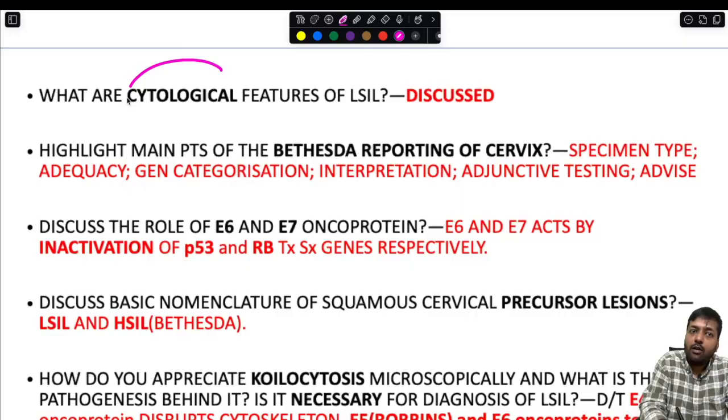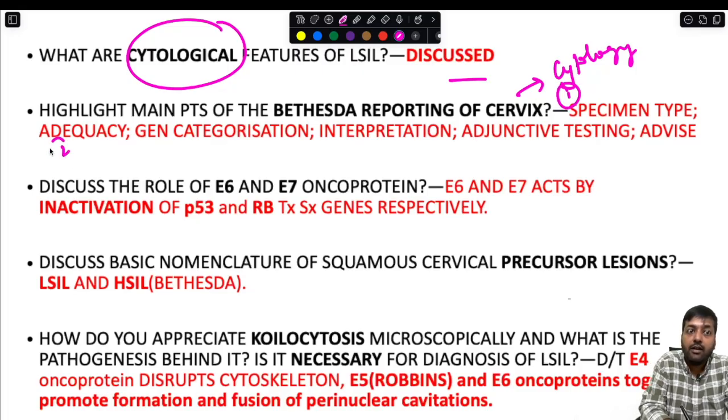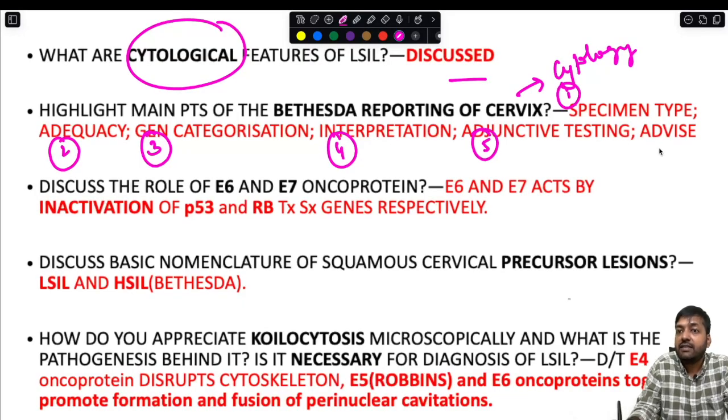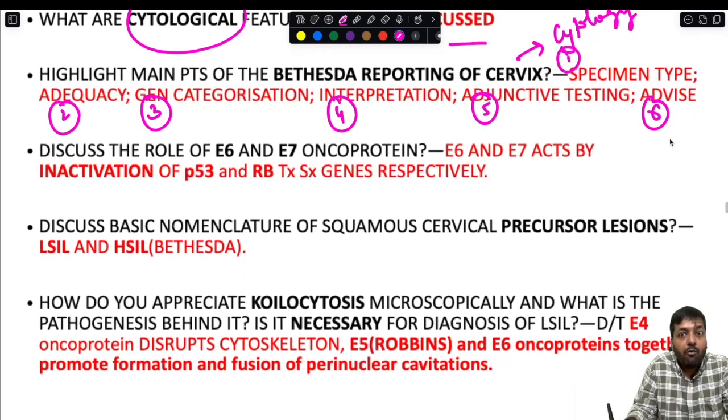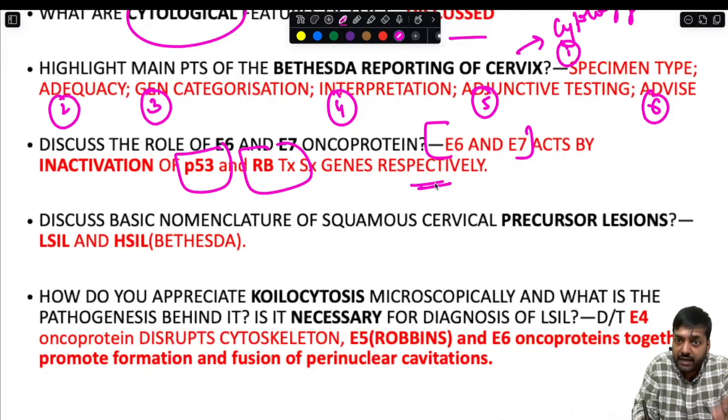So what are the cytological features of LSIL, which we have already discussed? The most important question will be: highlight the main points of the Bethesda reporting of cervical cytology smear. First is the specimen type, then you write down the adequacy, general categorization, interpretation, any adjunctive testing done, and advice. What is the role of E6, E7 oncoprotein? E6 and E7 oncoproteins act by inactivation of P53 and RB tumor suppressor genes respectively.